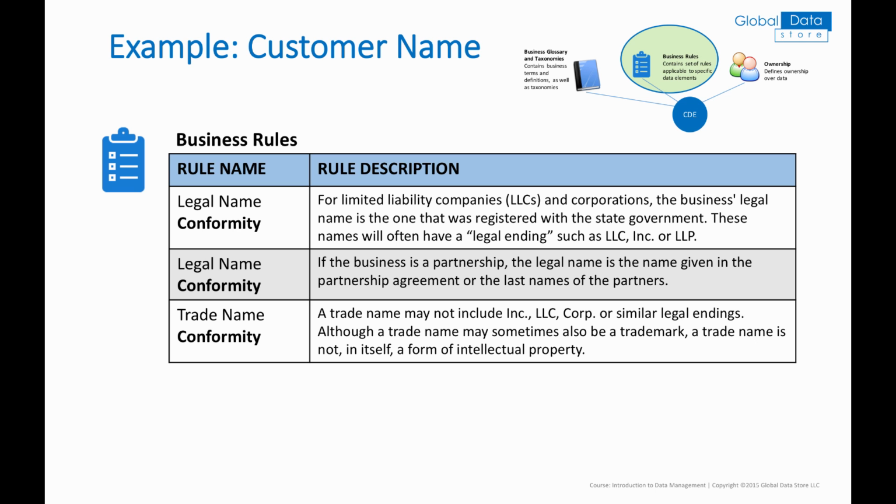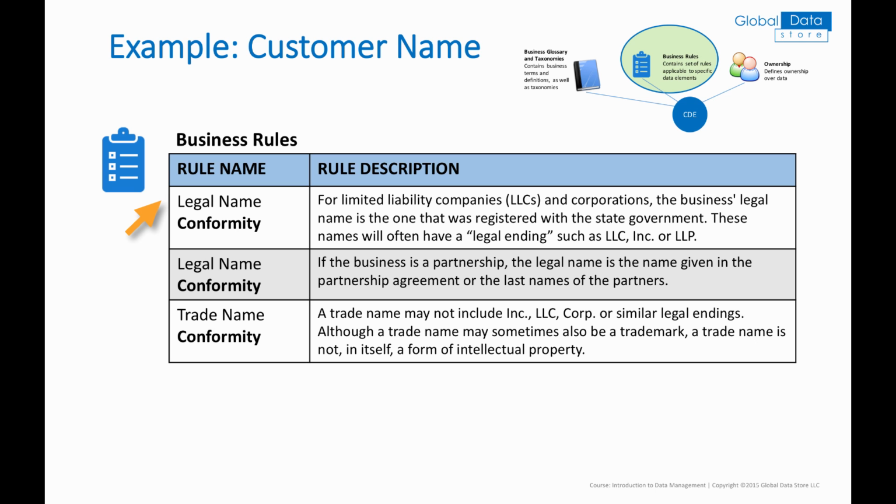The next piece of business metadata is about the business rules. On the screen you can see a set of business rules associated with our CDE, named customer name. For example, we have two rules that provide conformity of the legal customer name. The rules are defined as 1.